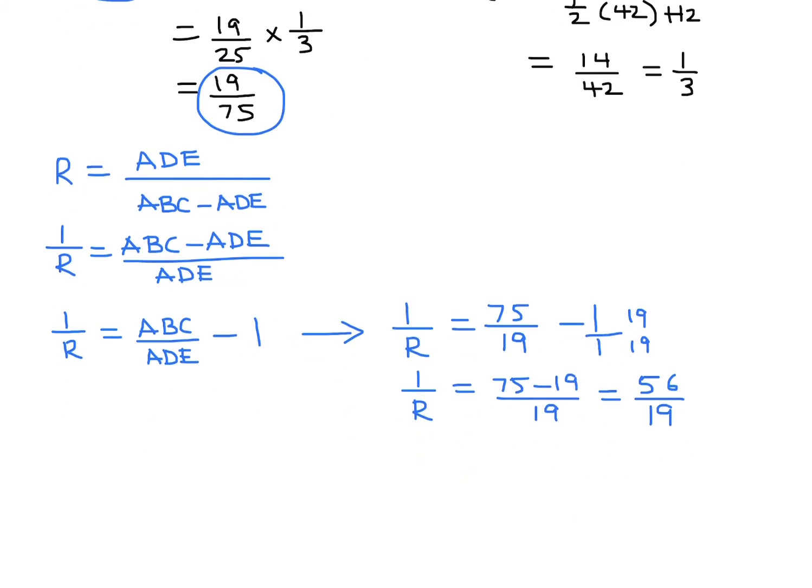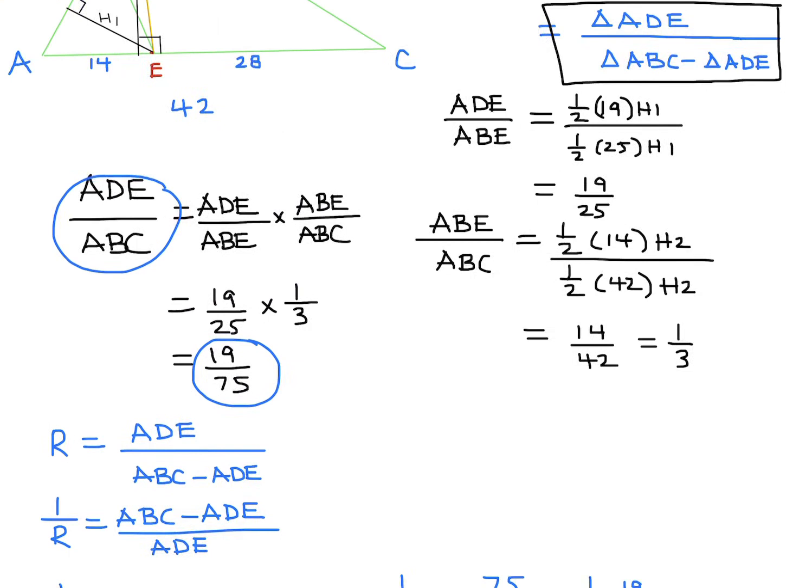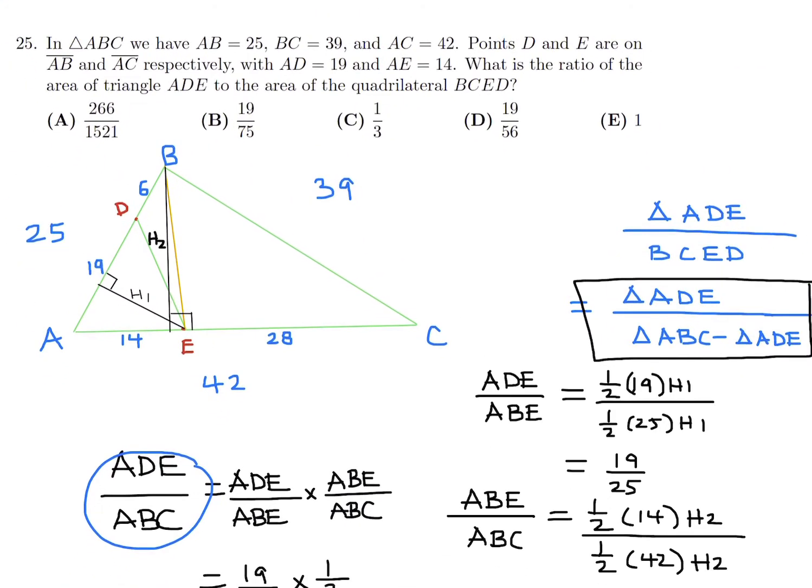And therefore, the final step is you got to flip it to get R. And that's 19 over 56. R, of course, being our ratio. And there you have it. That's the answer. So number 25, 19 over 56, is D.